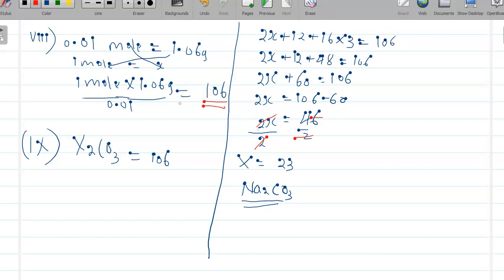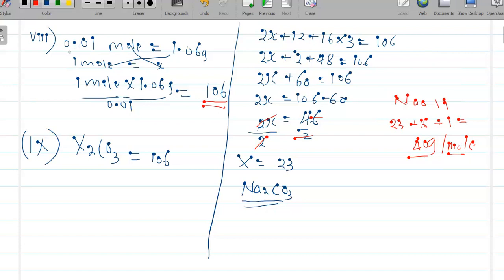The reason why I'm saying it like that is because of this. If the RFM of sodium hydroxide, assume sodium hydroxide, sodium is 23, oxygen is 16, plus hydrogen 1. When you add all of them, you'll get 40. What unit do you give? The unit of RFM is always gram per mole, meaning that 1 mole is equal to 40 gram. That's why the RFM of any compound is always equal to 1 mole.